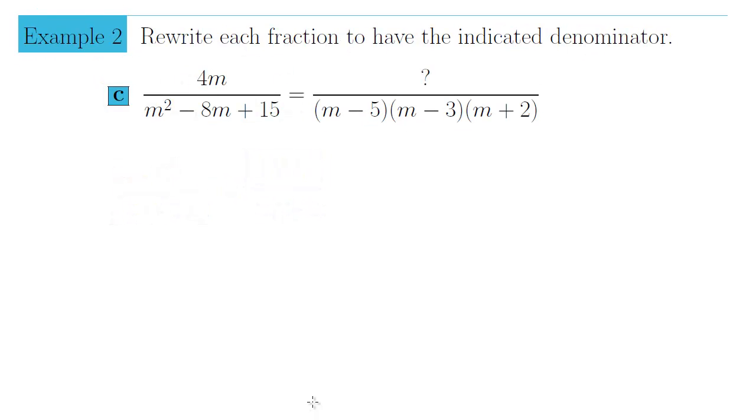Example 2c. Rewrite the fraction to have the indicated denominator. 4m over m squared minus 8m plus 15 equals what over m minus 5 times m minus 3 times m plus 2? Our job is to replace the question mark. Let's rewrite our first rational expression. 4m over, and recall, it's best if we factor this out. M squared minus 8m plus 15 is a trinomial, and that factors as m minus 3 times m minus 5.